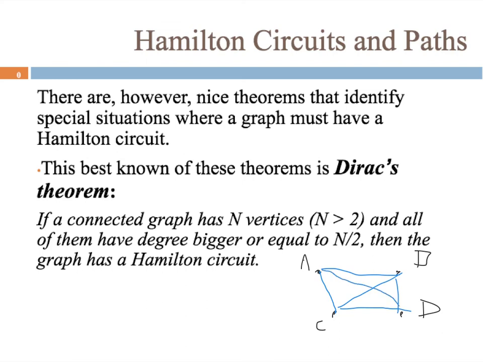Okay, so let's see, if a graph has n vertices, so we have 4 vertices, so we've satisfied the first part, and all of them have degree bigger or equal to n divided by 2. So n in this case would be 4, so 4 vertices, and then 4 divided by 2 is just 2. And each of these vertices has degree 3, which is more than 2. So we know somewhere on here we're going to have a Hamilton circuit, that it's definitely possible. So, for example, we could start at A and go to B, and then go to C, and go to D, and then we could go from D back to A.